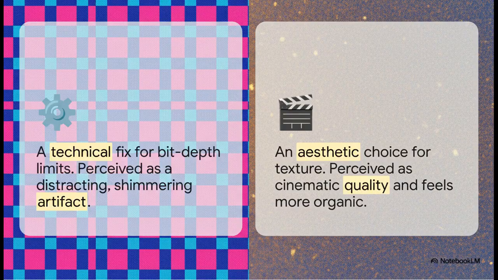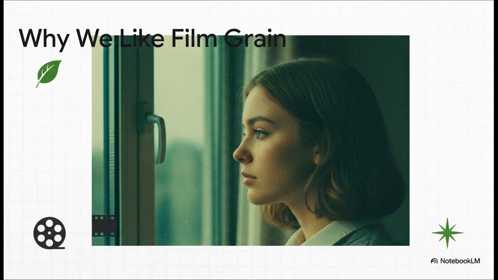And this slide really nails the difference. The noise from dithering is a technical byproduct. It's harsh, it's a repeating pattern that's only there to solve a math problem. Film grain, on the other hand, is an aesthetic choice. It's a subtle, random, organic texture. Our brains don't see it as a mistake. We see it as adding quality. And there's a good reason why.